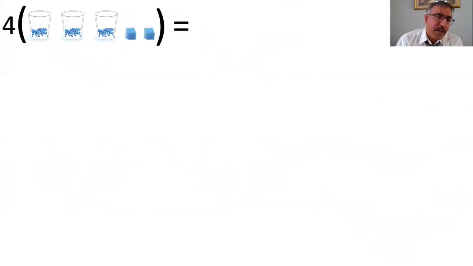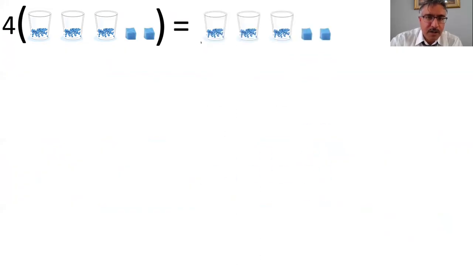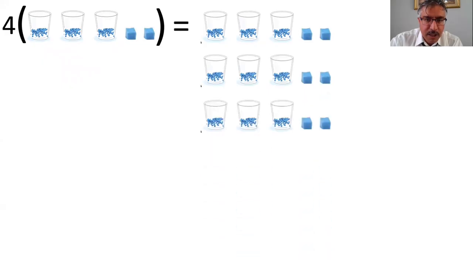All right, let's have a look at this one. Now, in the bracket, you've got 3 glasses of cubes, so that's 3n, plus 2 loose ones. And what that bracket and that 4 on the outside mean is you've got 4 sets of those. So you've got 3 glasses of cubes plus 2 loose ones, and another one, and another one, and another one.